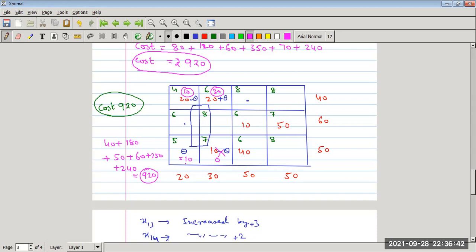So this is the stepping stone method. You can discuss more and solve more examples related to this. We will discuss the modified distribution method in our next video lecture. Thank you. Have a nice day.